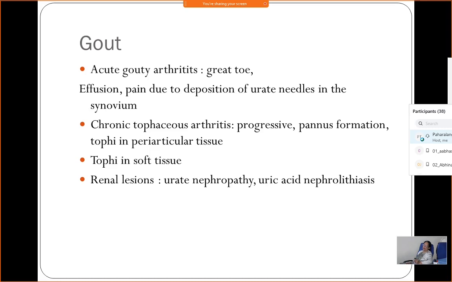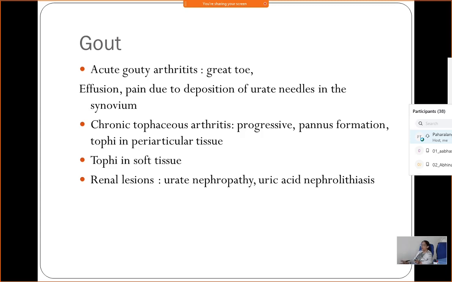Okay, and because of the deposition of the tophi, there will be inflammation, and that causes arthritis, and it is chronic because it is progressive, and there will be formation of granulation tissue. Here we call it pannus, because the joint is a space, and when the granulation tissue forms, it spans over the joint surface, and that granulation tissue we call pannus formation, and there is deposition of this tophi in the periarticular tissue.